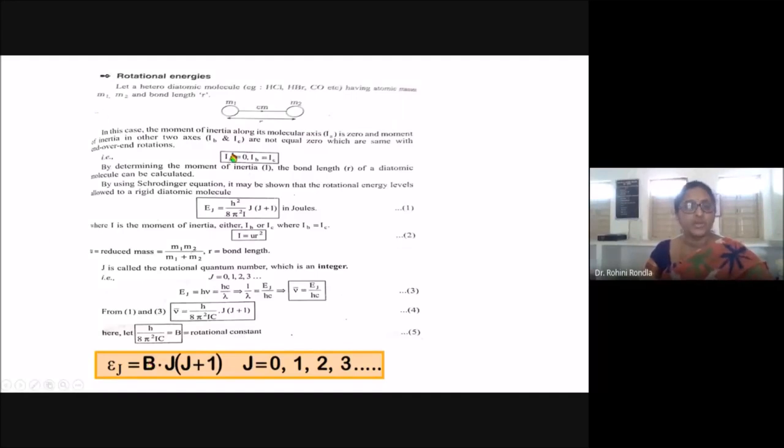Today we are going to see rotational energy levels, types of rotational energy levels, and a formula to calculate bond length, and we are also going to see some selection rules for microwave spectra.